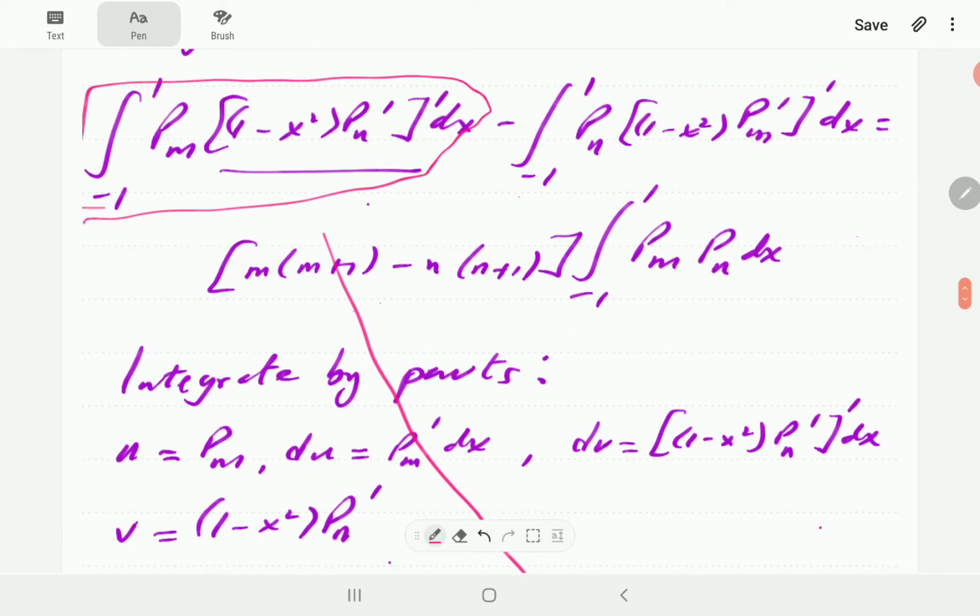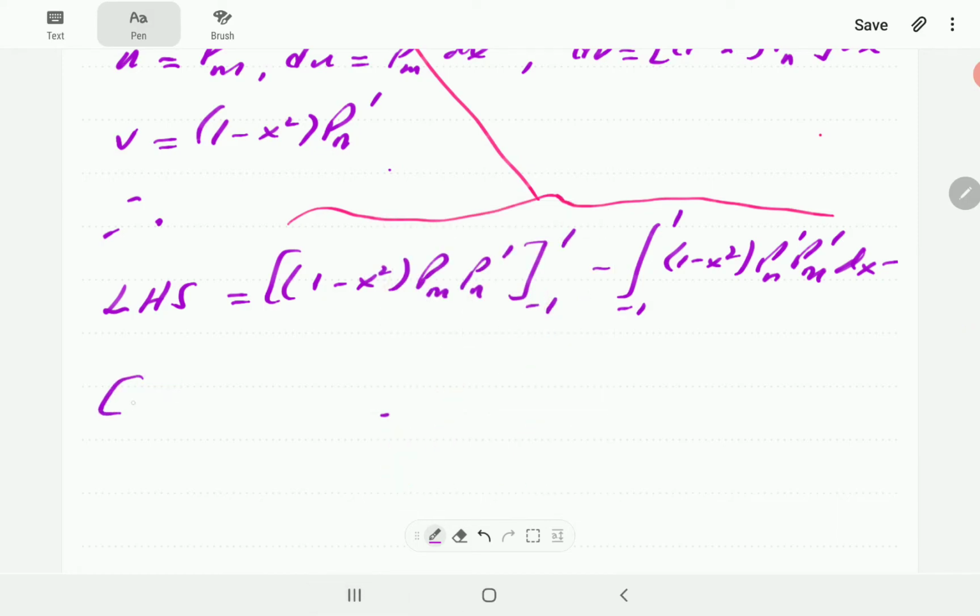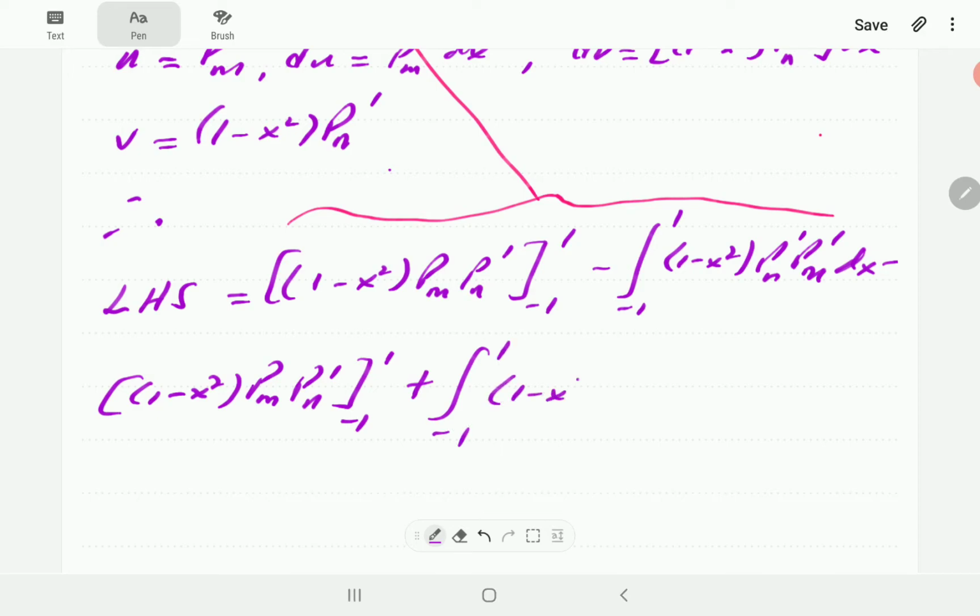Then we're going to have a similar type of situation for that second term. So we'll have minus, this time (1 minus x squared) Pn prime Pm. All that's going to happen with this term is very much the same as this one, but the role of m and n is going to be reversed, and this one is not going to be plus, because we're going to have minus (1 minus x squared) Pn prime dx. So that's what the left hand side is going to be.